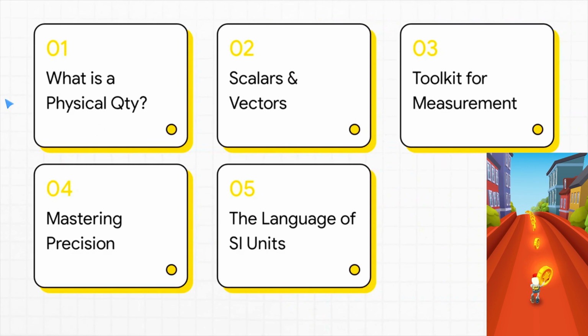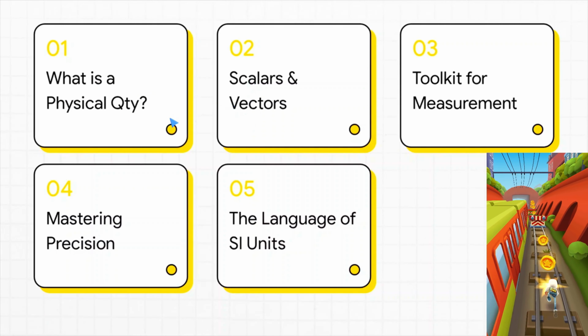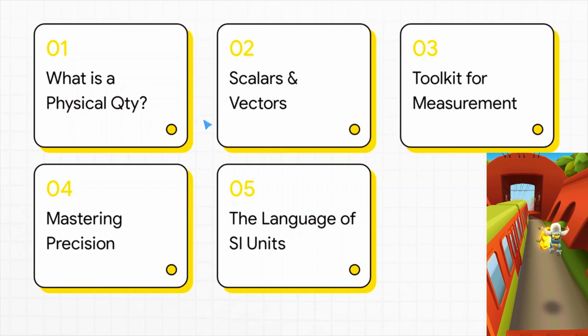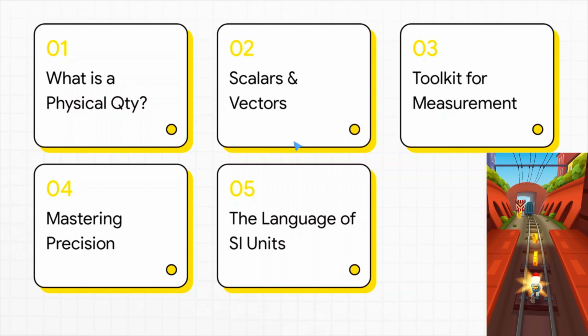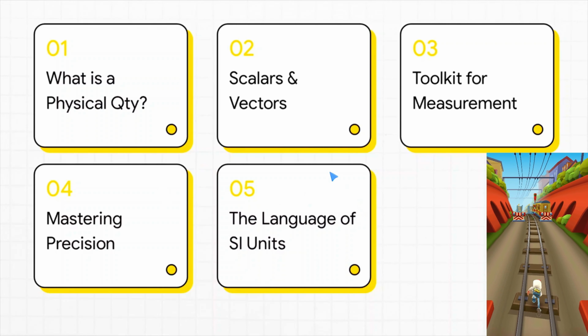So here's what we're going to cover. We'll start with the absolute basics, the building blocks. Then we'll meet the two main tribes of quantities. After that, we'll check out the cool toolkit physicists use for measuring stuff, learn some secrets to getting it just right, and finally, we'll crack the code on the universal language that really ties this all together.